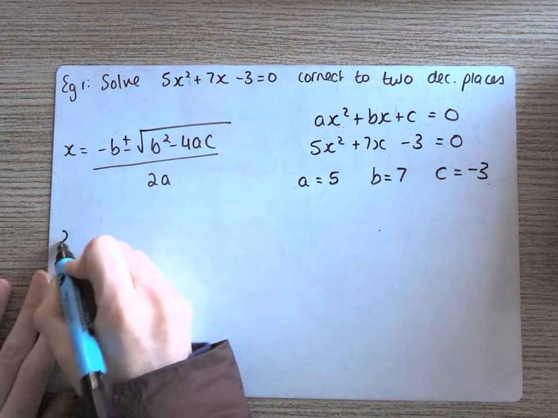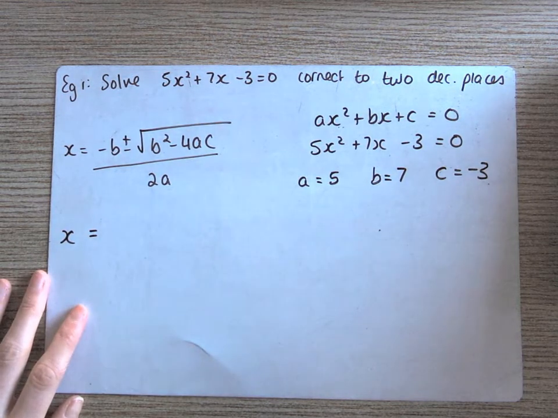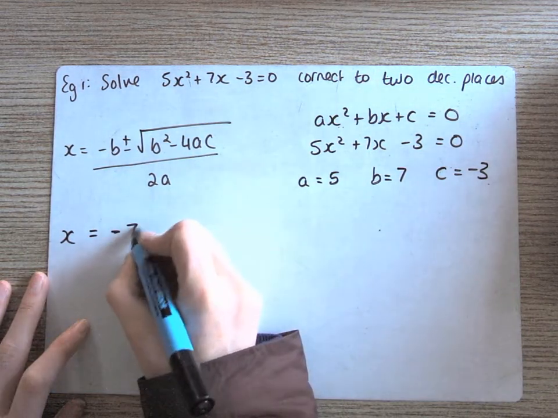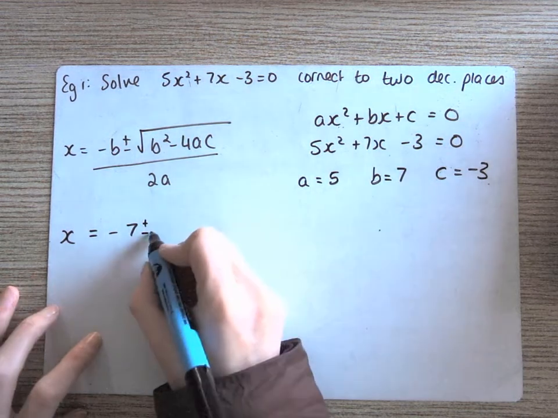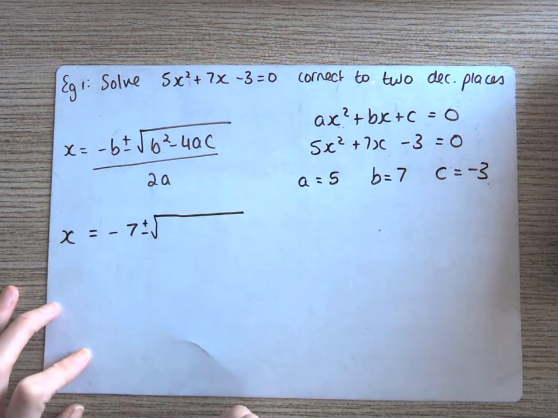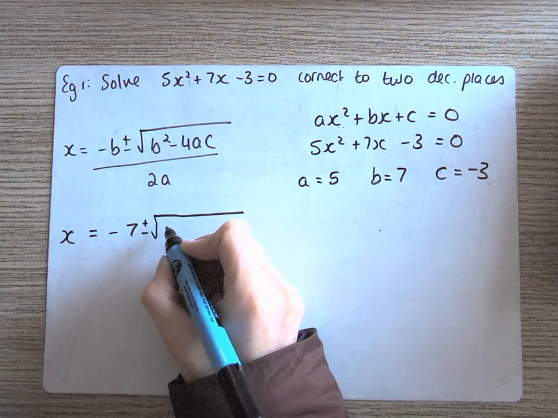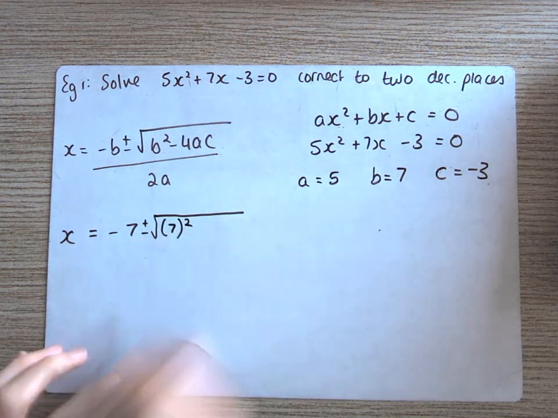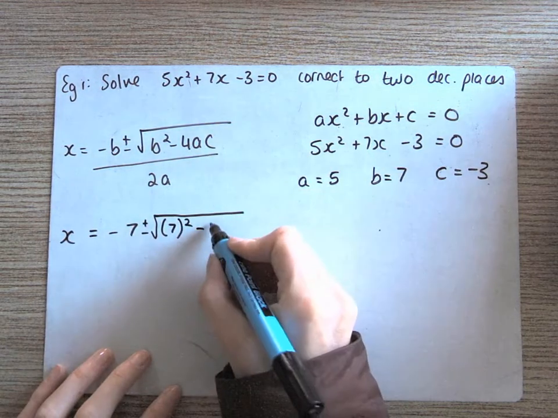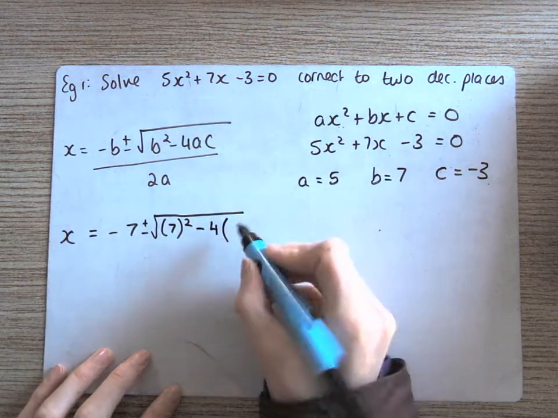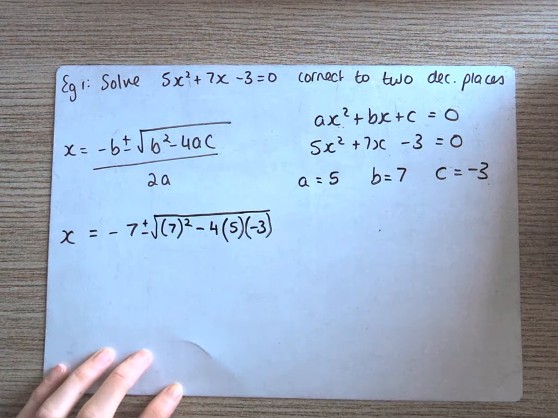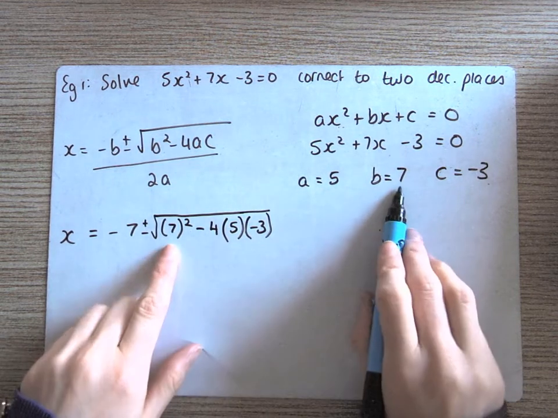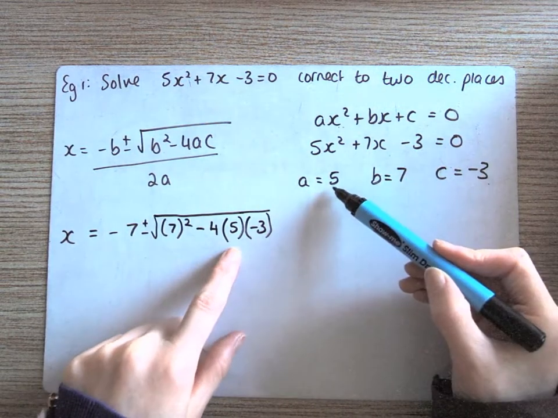Okay, so x equals minus, what's b? 7. Minus 7 plus or minus, I'll explain that in a second, the square root of b squared. 7 squared. You're always going to use brackets. 7 squared minus 4, because it's in the formula, times a, 5, times c, minus 3. Everyone with me what I did there? Yeah. B squared, so 7 squared, minus 4, because it's in the formula, times a, times c.